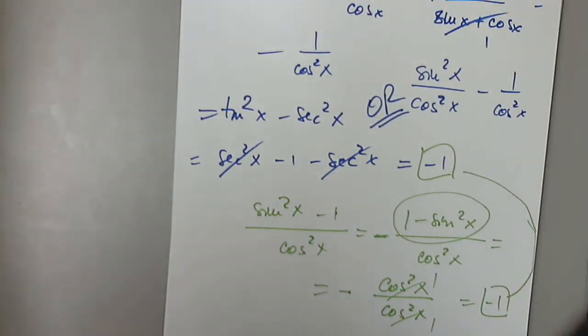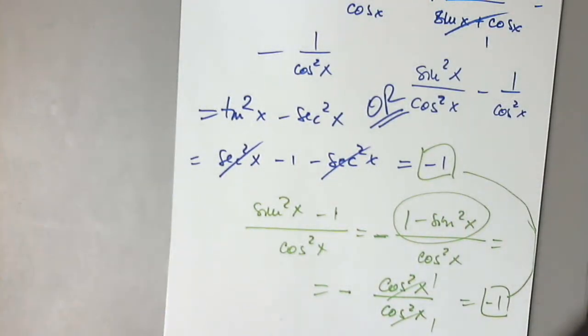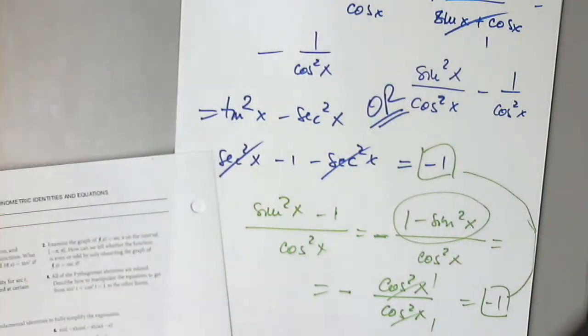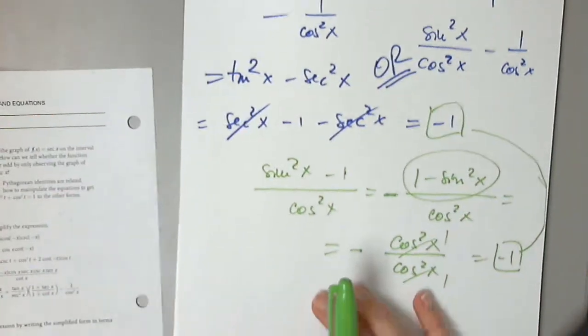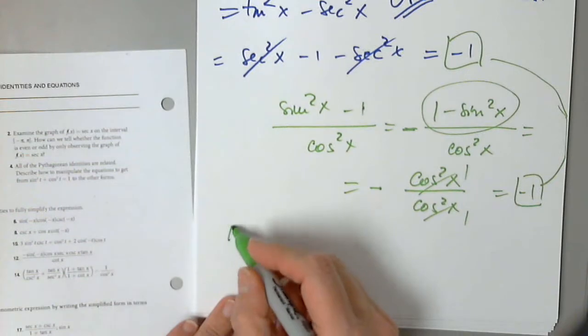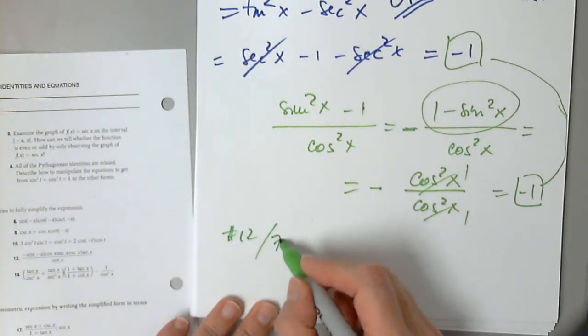The awful one. Okay, fine. Let's try it. So never, ever be afraid of any of these, no matter how they look, because everything revolves around the same identities. Okay, so let's give it a shot. So we want to look at number 12, and that's on 704.